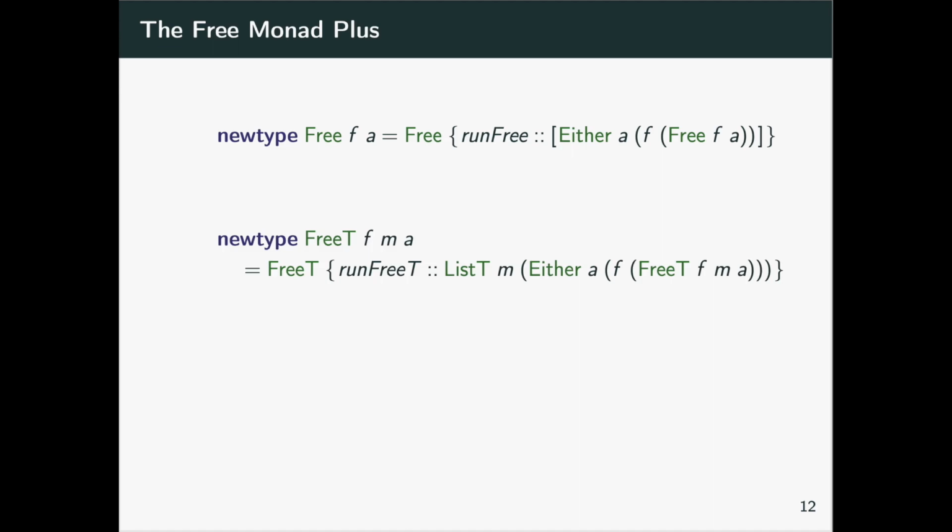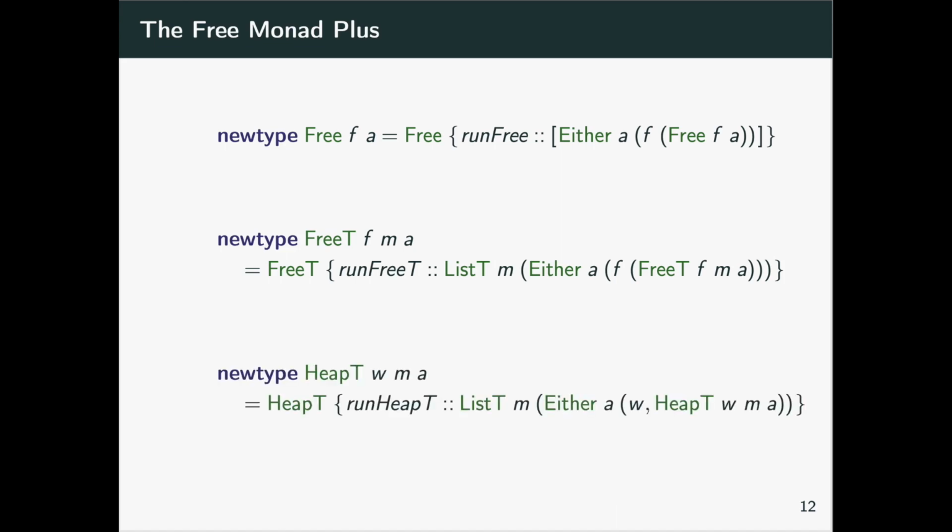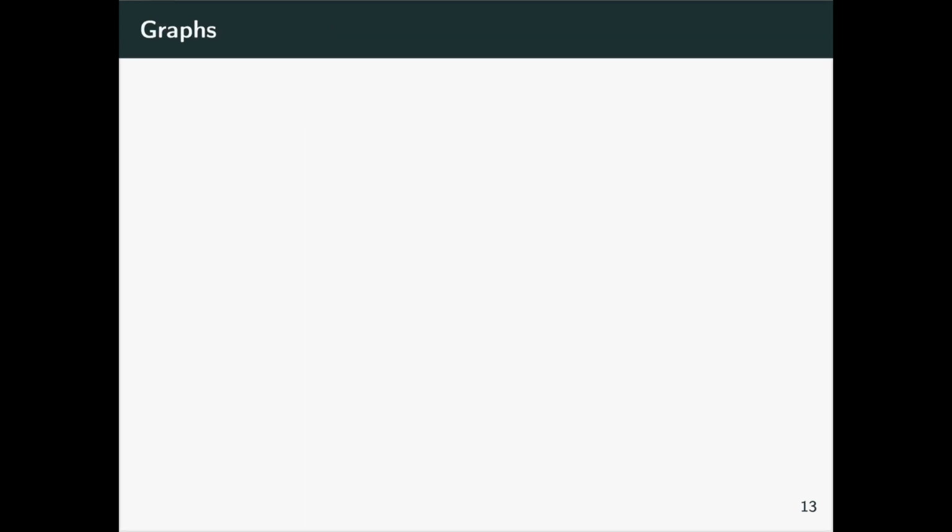From there, we can turn it into a transformer by swapping out the lists with the list transformer. And from here, we can turn it into the heap monad, which is the monad that we're going to use for weighted search, by swapping out the functor for the writer monad. That W there is going to be constrained to be a monus in all of the algorithms that we're going to use it for.